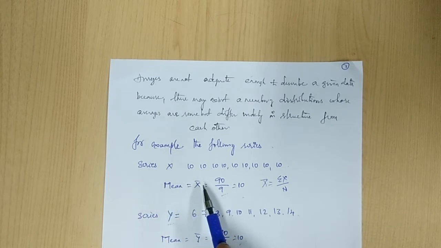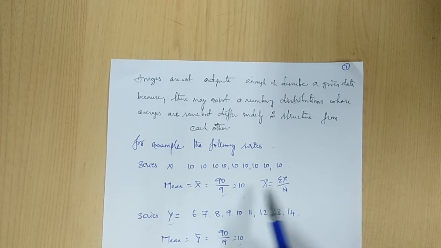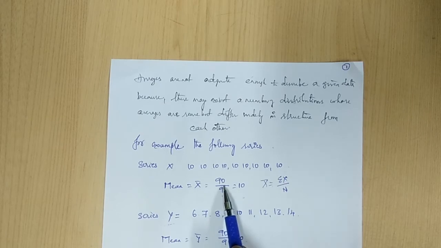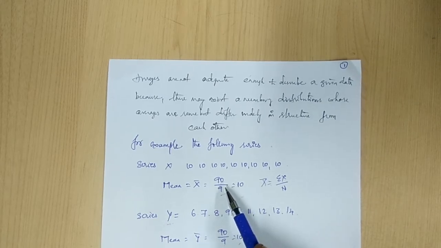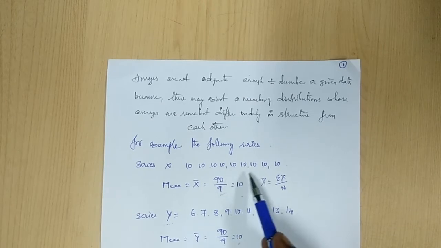In series X, there are 9 numbers, each a 10. The number of tens is 9. Adding all the numbers, we get 90. So the mean of X equals 10. In this particular series, the number of observations is 9 and the total of all the observations is 90.